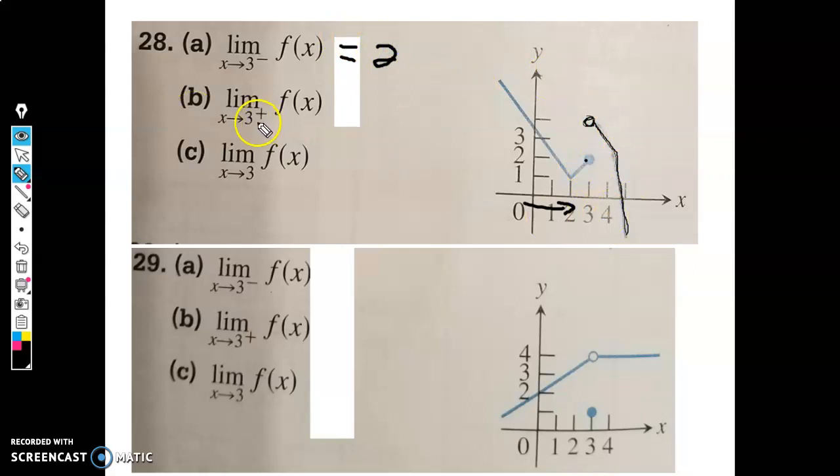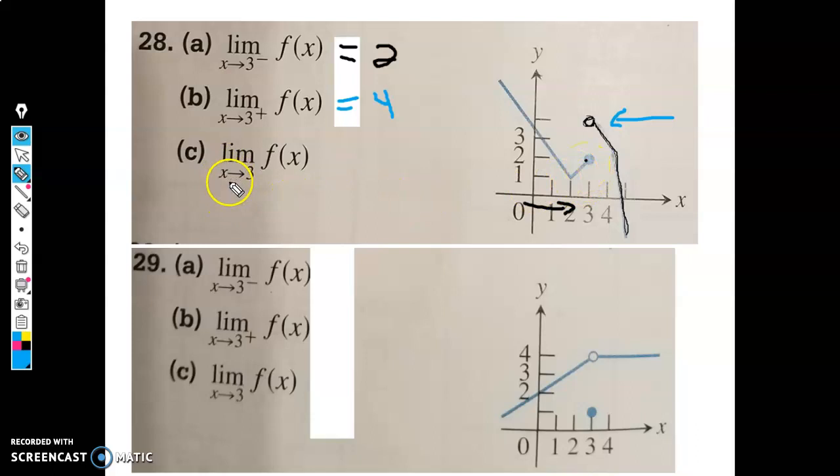All right, what about as we go from the right side? Okay, so we're following the graph this way. You see, what's the y value here? Oh, it's equal to 4, okay? So you have to follow the graph. I know it does this jump here, but you're following the graph. So where was the graph at when it got really close to 3? It was up at 4 if you're going from the right side, but it was down at 2 if you're going from the left side.